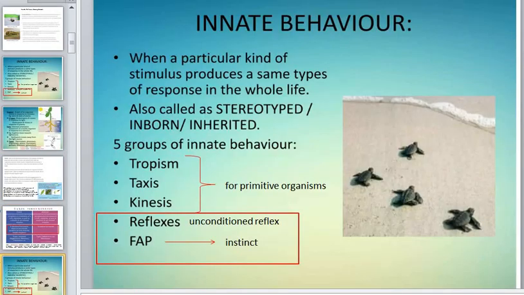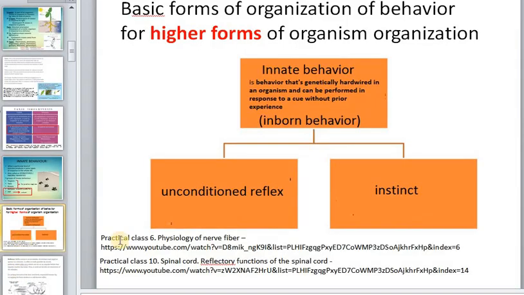So next we have the more complicated, complex forms of behavior, and we start with the unconditioned reflex. Those who studied physiology with us already know everything about the formation of such a response of the body, and those who have not studied it yet can watch the video using the links. I will leave the links. And in our practice class from physiology, like the work physiology of nerve fibers and spinal cord, especially here we see the reflex function of the spinal cord.